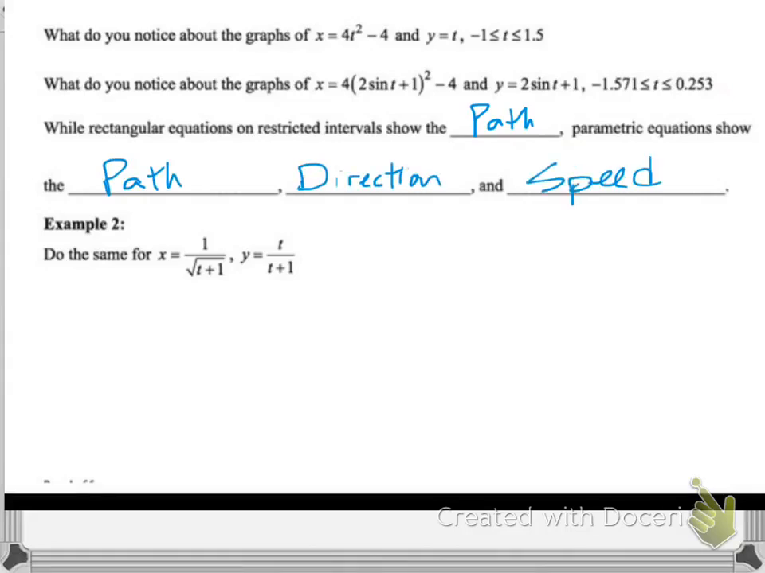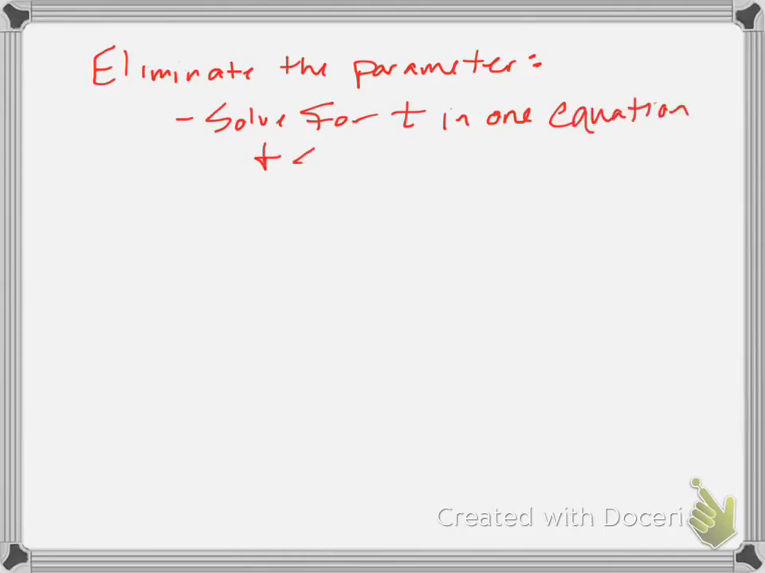Recap here. While rectangular equations on a restricted interval show the path, parametric equations show the path, direction, and speed. So much more information and kind of helpful. So let's roll with this. Now, the thing we didn't do on that last problem is we didn't come up with the actual function, that sideways parabola of our graph in example 1.